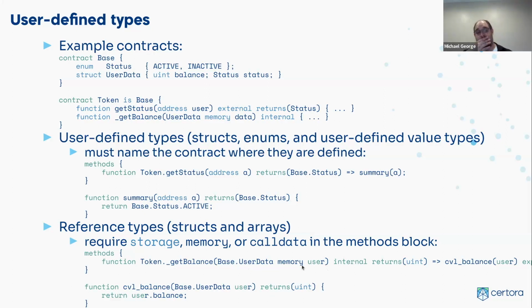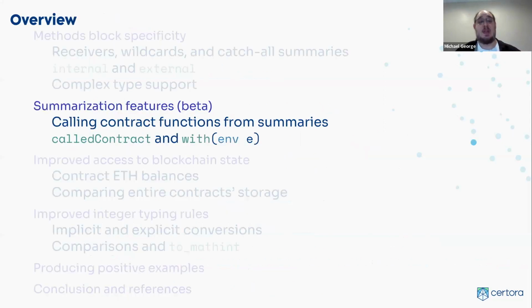Okay. So that's reference types, structs and arrays, and user-defined types. And now with CVL2, you can write a summary for any method, again, with the exception of function pointers, regardless of what types of arguments it accepts or returns. Okay, so that's the first little section of the talk on the new methods block. I can pause here if there are any questions, or we can move on.